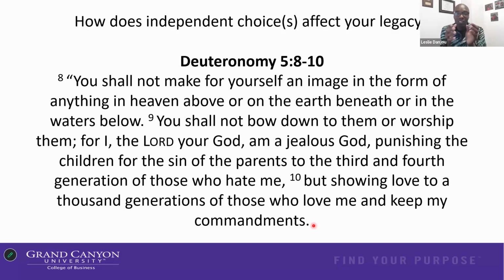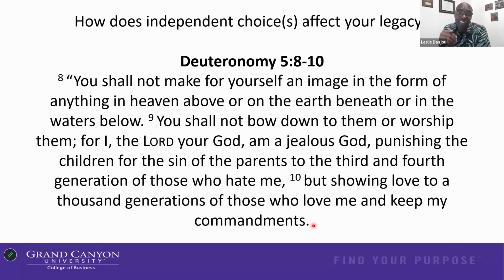All right. Ultimately, we can see in the scripture verse that choices do matter. It does affect your legacy. It can affect your legacy for 3 to 4 generations if you make bad choices. But if you make good choices, it can affect your legacy for 1,000 generations. Which one would you choose?